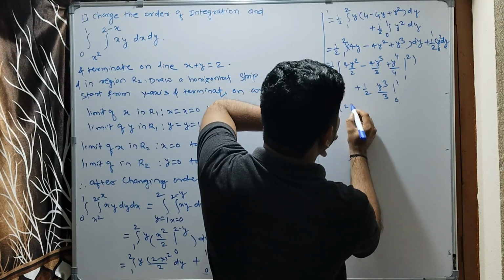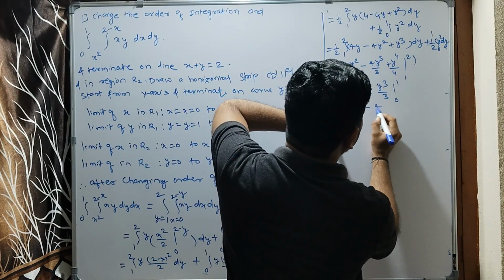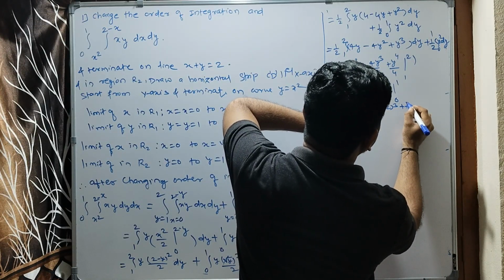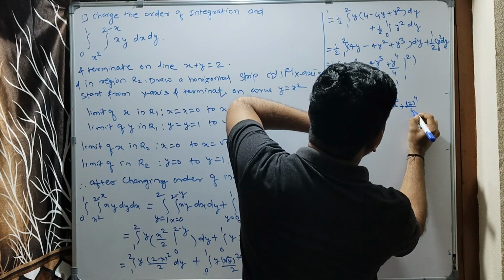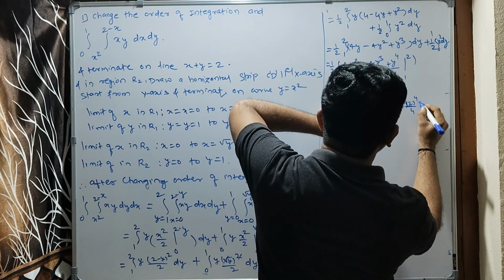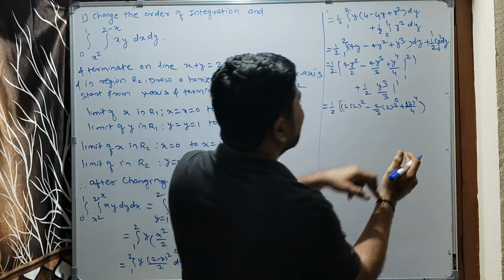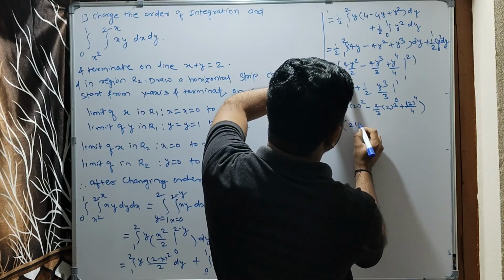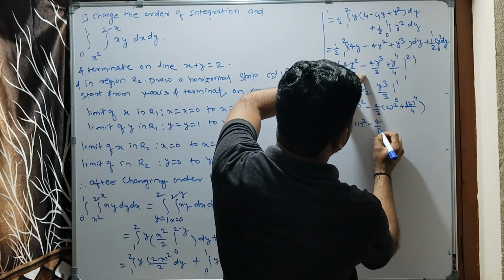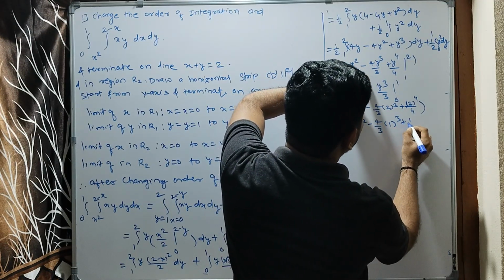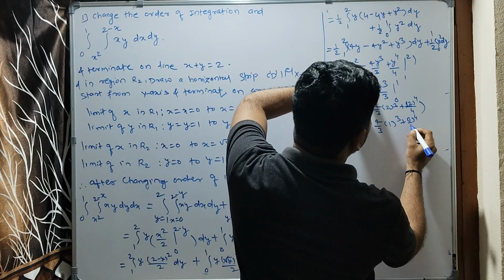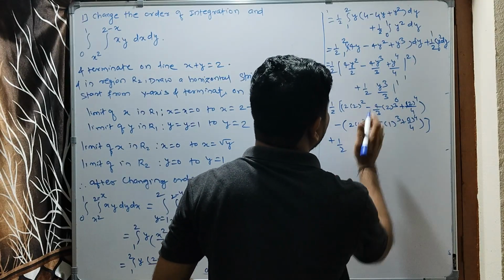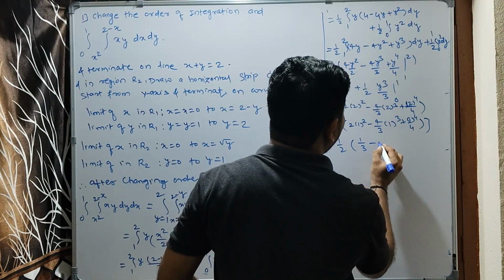Which is equal to 1 by 2 times, 2 square minus 4 by 3 times 2 cube minus, 1 by 2 to the power 4 by 4. Now this is upper limit minus lower limit. The lower limit is 2 times 1 square minus 4 by 3 times 1 cube plus 1 to the power 4 divided by 4. So this is upper limit minus lower limit plus 1 by 2 times 1 by 3 minus 0.